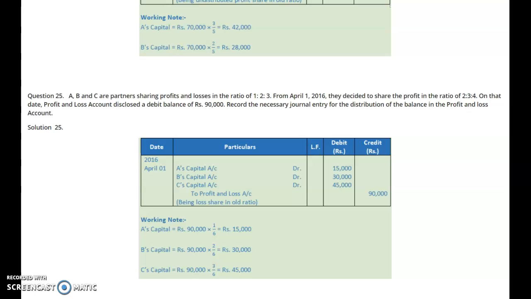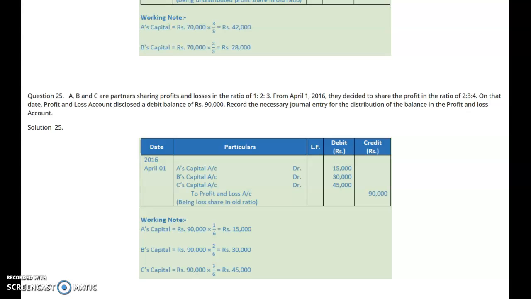As it is a loss, the partners' capital accounts will be debited here, in the old ratio, which is 1:2:3. So A's capital account will be debited with 15,000, B's capital account with 30,000, and C's capital account with 45,000, to profit and loss account of rupees 90,000. This way we will record the debit and credit of accumulated profit balances depending upon the alternative given in the question. How has the amount been calculated?